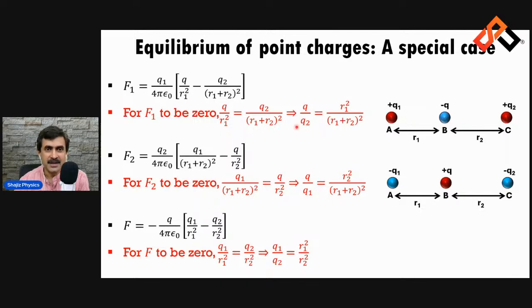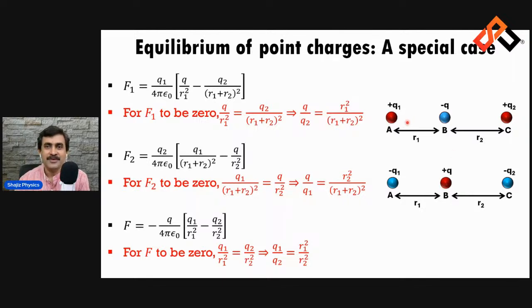And these three conditions are true for both the cases. Which are both the cases? If the extreme charges are positive and the intermediate charge is negative, or vice versa, that is, extreme charges are negative and the intermediate charge is positive. Okay, both are similar situations. Now we wanted to check the other possibility.